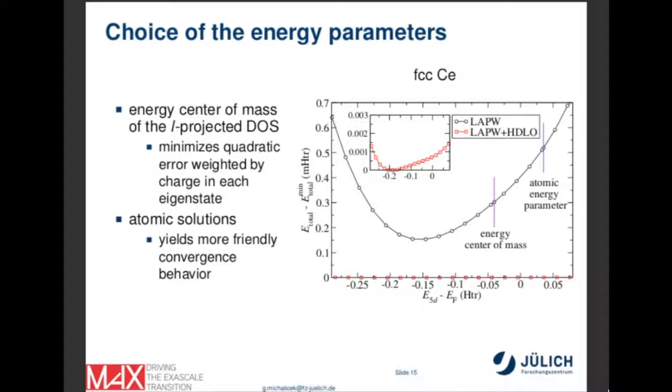And so there are different ways of how to choose the energy parameter. Here you see the atomic energy parameter. It's quite far away from the optimum. And the so-called energy center of mass, well, it's a little bit nearer, but also not perfect. We typically use this atomic energy parameter because it's kind of stable. It gives a nicer convergence behavior, and we can control the linearization error if it is a problem by adding local orbitals or so.